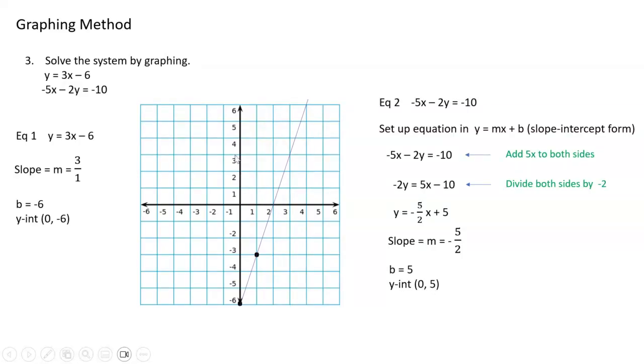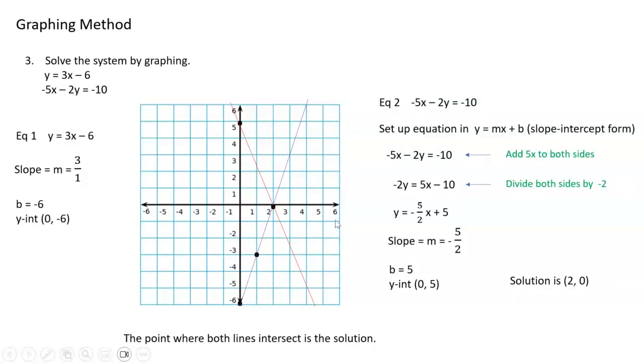So we start at (0, 5), up here. Then the slope is negative 5 over 2. That means I'm going to go down 5 and 2 to the right: 1, 2, 3, 4, 5, and 2 to the right: 1, 2. There's my point. We connect the 2 points, and there's my other line. And where do both lines intersect? They intersect at (2, 0). So this is my solution.